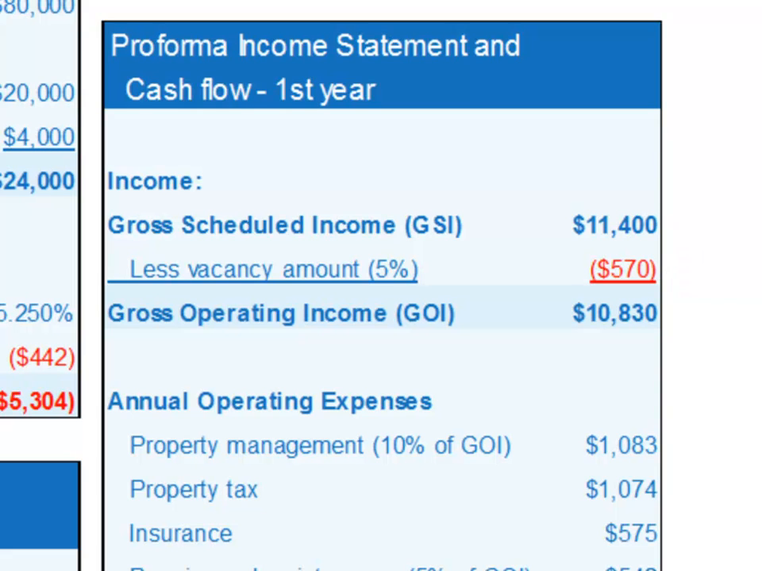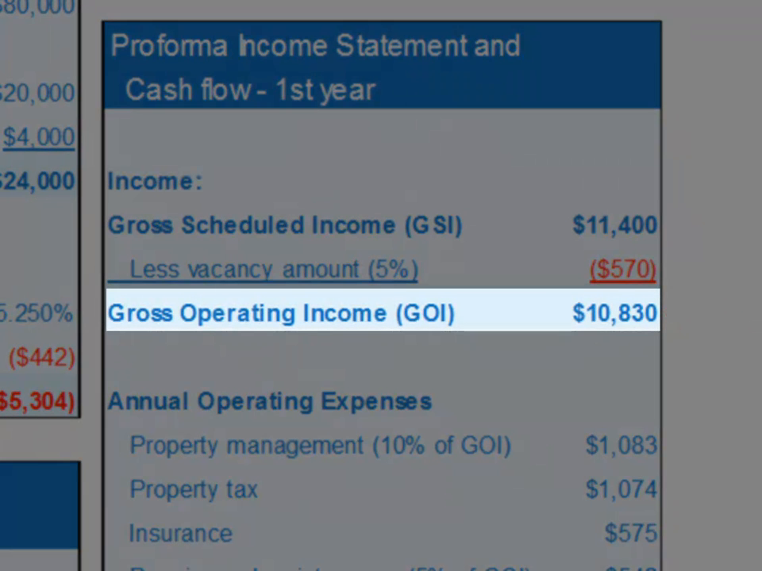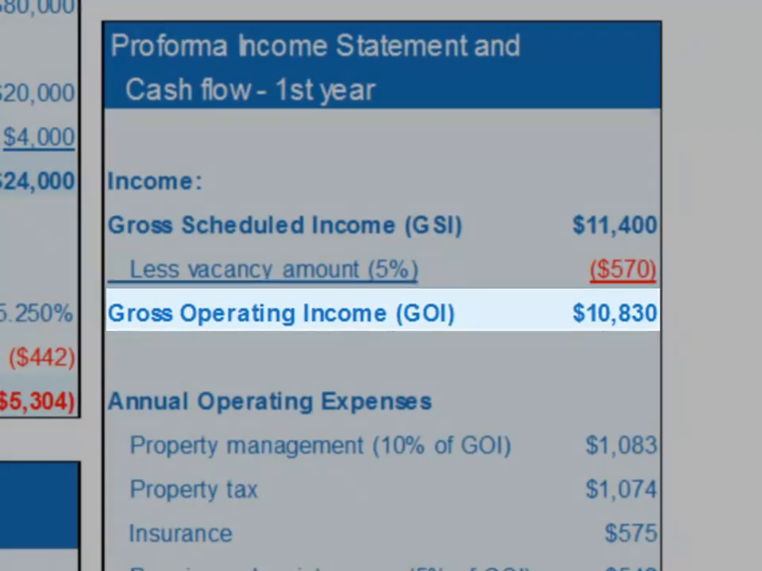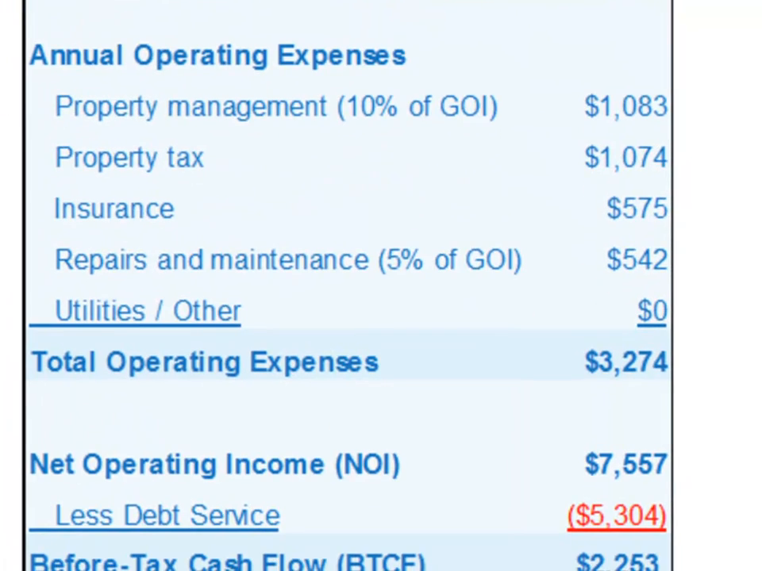By subtracting the expected vacancy from our gross scheduled income, we get our real expected annual income on the property, $10,830, which we call our gross operating income, or GOI. The GOI is the income we expect to see in a given year after accounting for vacancy loss on our property. Now we need to create the expense section of our income statement.